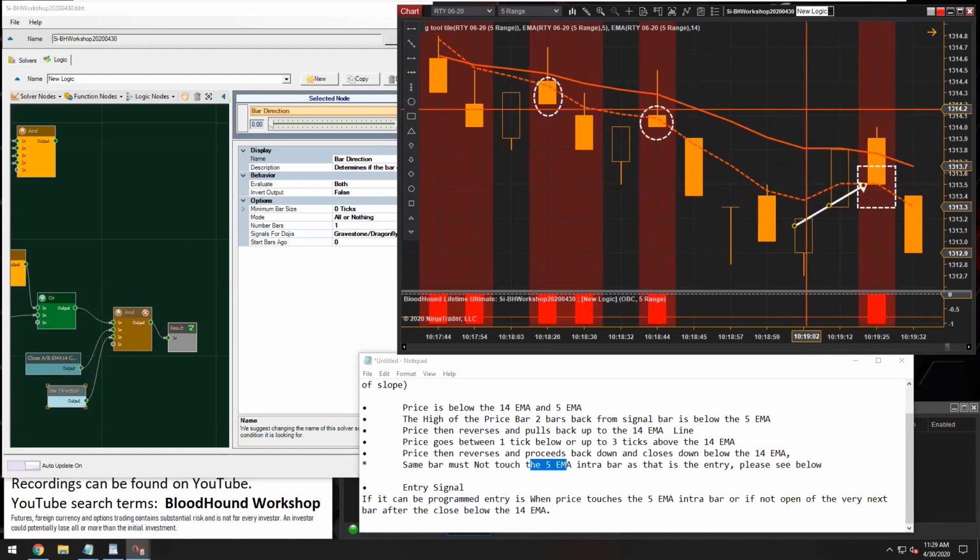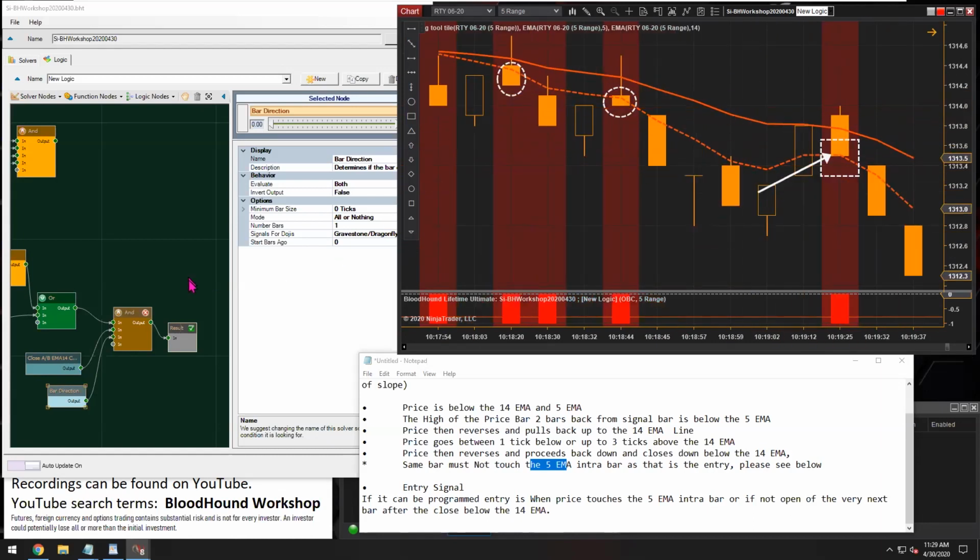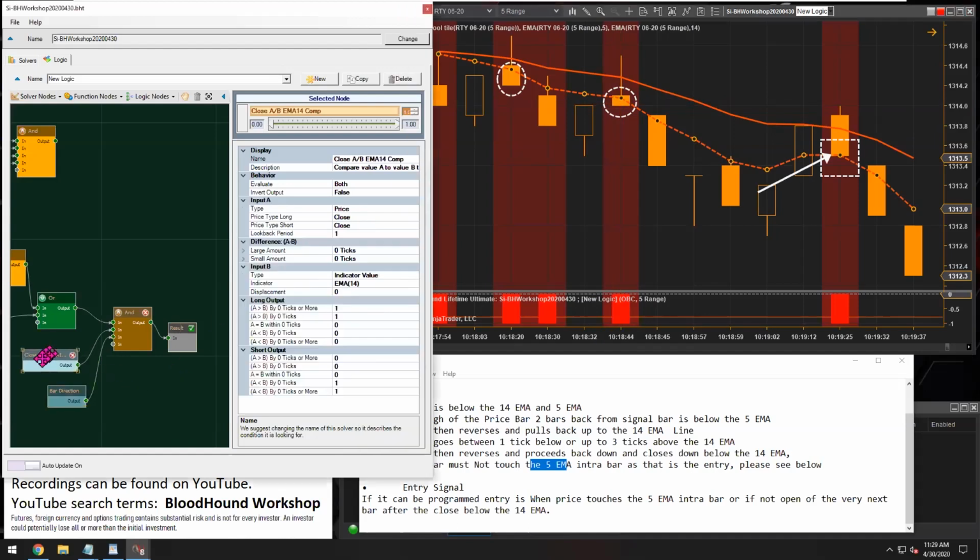This one is questionable. It's hard to tell. Yeah, so let's grab another comparison solver, and essentially we know that the bar is touching our EMA5 if the close is below the EMA5, right? So that is what this solver back here is doing, right? Is the close above or below our EMA14.